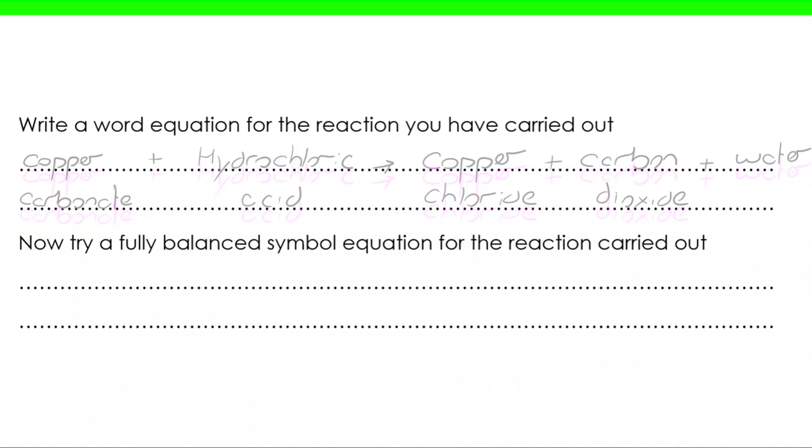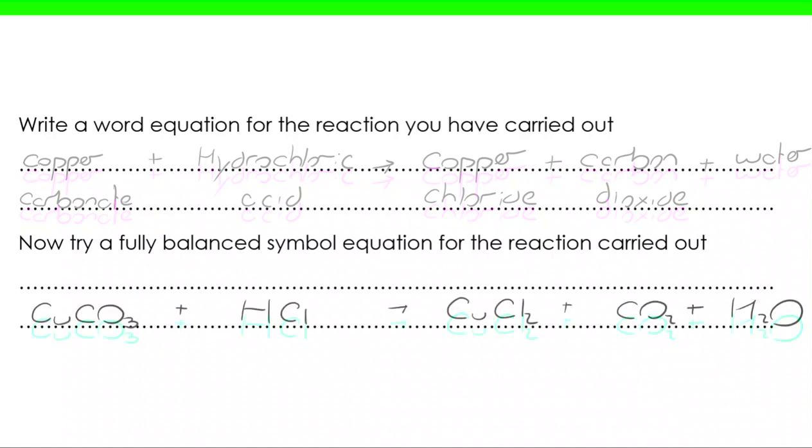In terms of the balanced symbol equation for this, there's lots of things. You need to know that hydrochloric acid is HCl. You need to know that copper carbonate would be CuCO3, copper chloride CuCl2. So all that's left then is the balancing. I've got 2 H's here, I've only got 1 H. Let's put a 2 in. That gives me 2 Cl's, which balances the Cl's too. We're done. Though there is more information that we can add here.